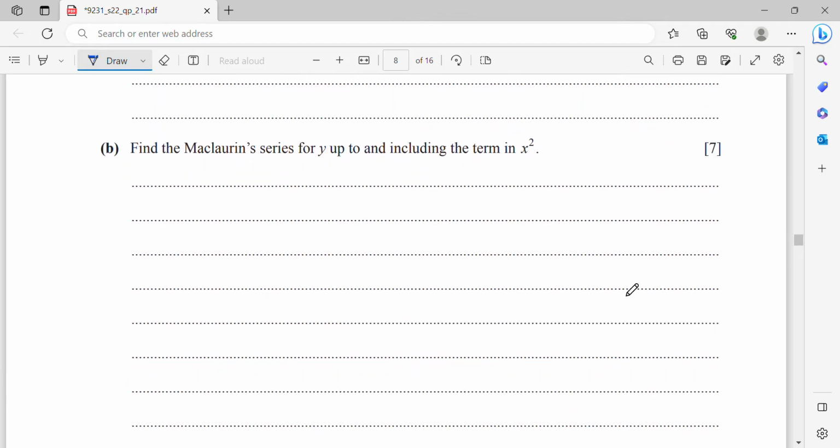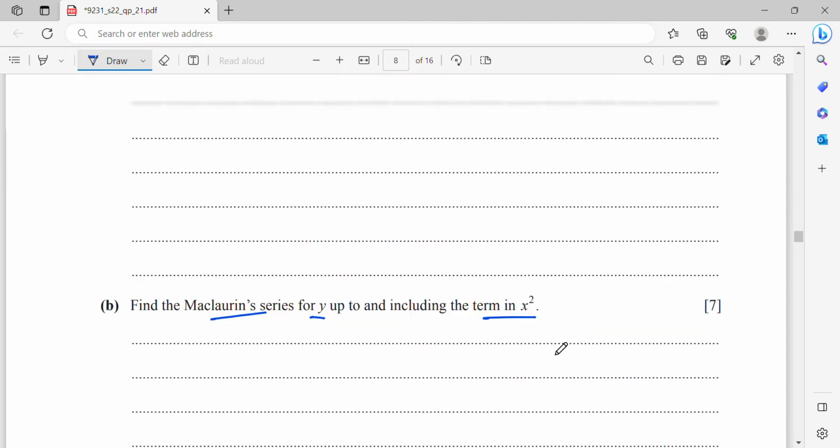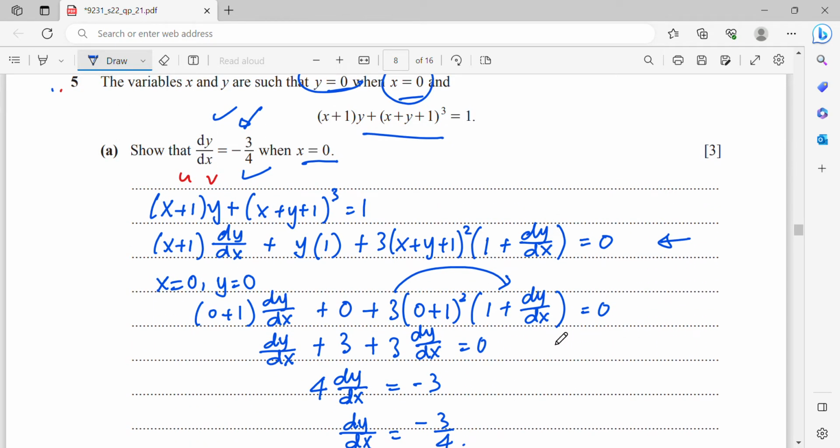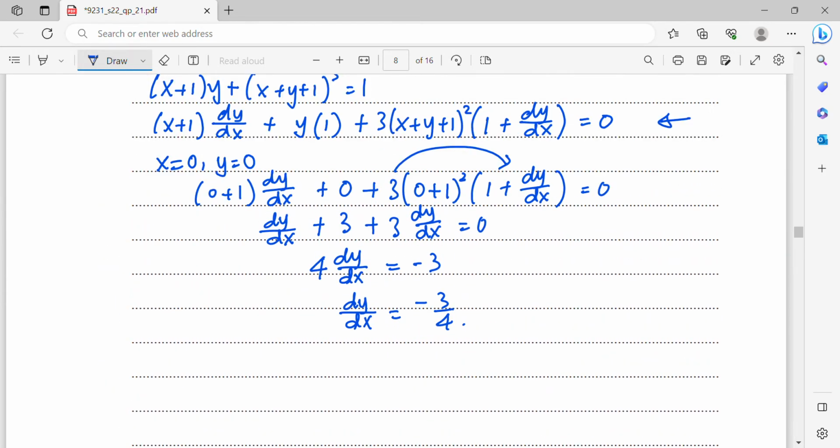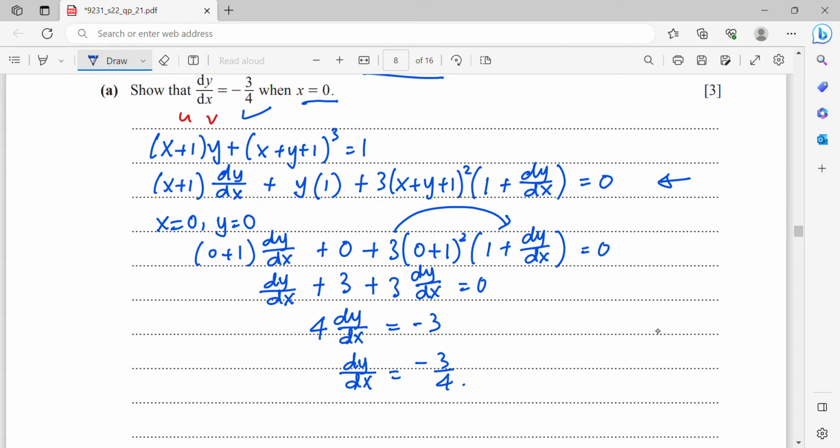Okay, so part B, find the Maclaurin series for y up to and including the term in x squared. So for the Maclaurin series, we need to differentiate. Since this is up to x squared, you need to differentiate 2 times for the y. So now I'm going to copy my dy/dx here. You can simplify this, otherwise you can just rewrite this before you differentiate. So I'm going to copy this.